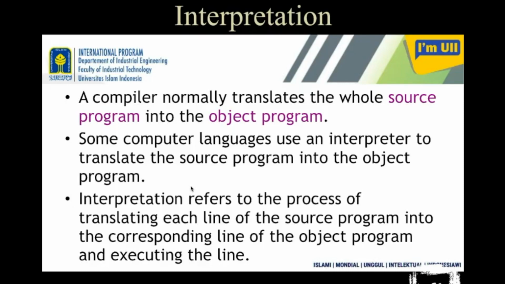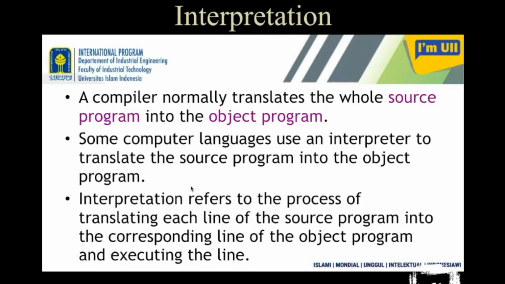Remember the difference. In the case of a compiler, the compiler translates the whole program after checking all the lines. Say for example, you have 10 lines in your program. It checks all 10 lines one by one, and if it is correct, then it converts the whole source program into an object program. But in the case of interpretation, one line is checked and converted into object program, the second line is checked and converted, the third line is checked and converted.